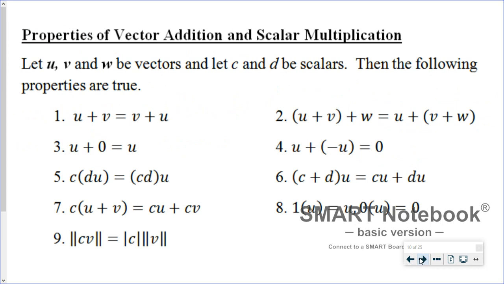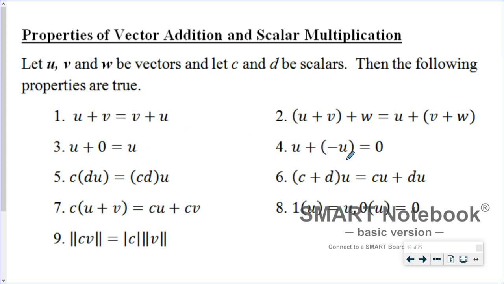Here are some properties of vector addition and scalar multiplication. These aren't really super important, not a huge deal by any stretch of the imagination. This is just saying that vector addition is commutative, which means the order doesn't matter. This is saying that vector addition is associative, which means when you have multiple items, the order in which you group them doesn't matter. This is just the identity property, saying that if you add 0 to any vector, you end up with that same vector.